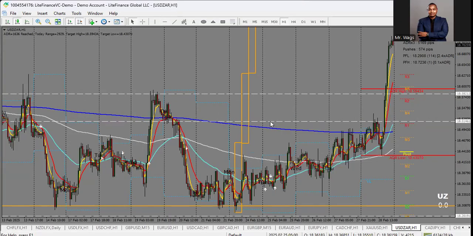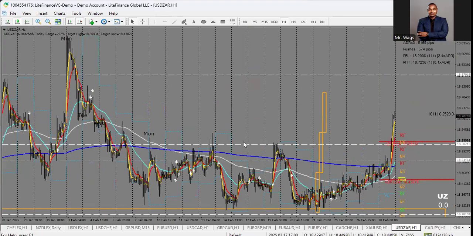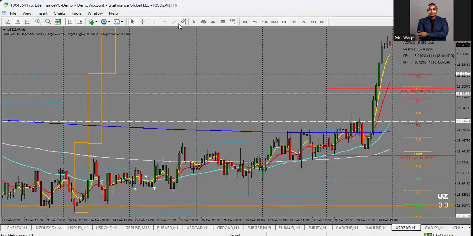So these are two potential areas, if we have a retracement, where price might come and bounce before having a continuation up. So these three levels here. It can come to this point and continue up, the same to this point, the same to this point. If it comes to this point, it's a very strong bias for us to buy USDZAR.